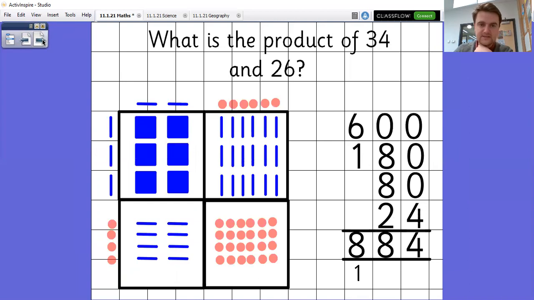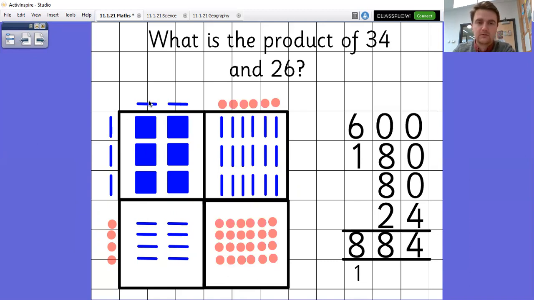Now, this is what it might look like if I was doing a quick version of it. It's not the easiest to do on a computer, I have to admit. But instead of drawing out a whole scene, I might use a line to show a 10. I might use a dot to show a 1. So this has got 3 10s and 4 1s.